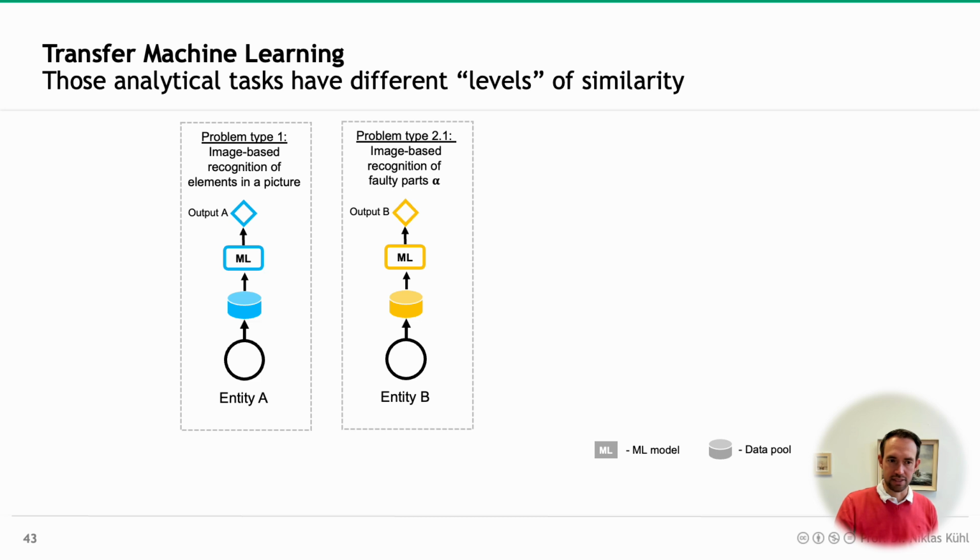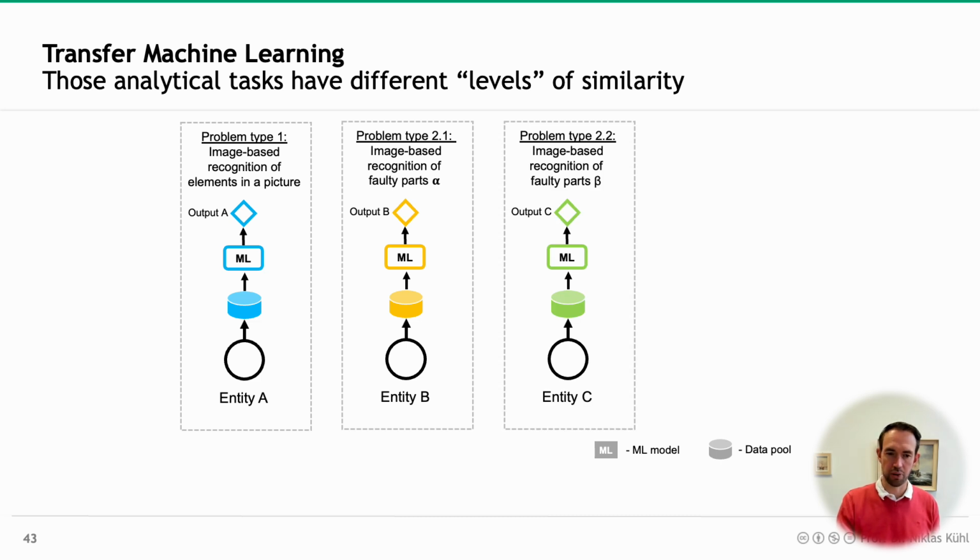Let's say there's a different type of problem now for entity 2. This has a very specific case here where it's about recognizing faulty images of parts alpha, right? In general, similar problem, but not the same. And by the way, if you recall our foundation models lecture, there would be one way to address that, right? To have a foundation model which we then fine-tune. But today we want to talk about the very fundamentals of supervised machine learning again, and how we can deal with those. So that's problem type 2.1.